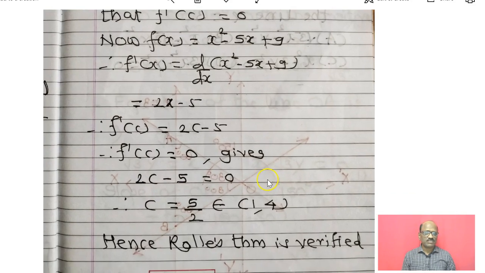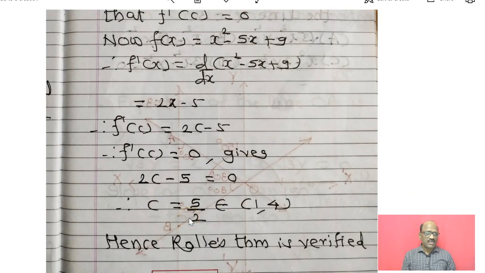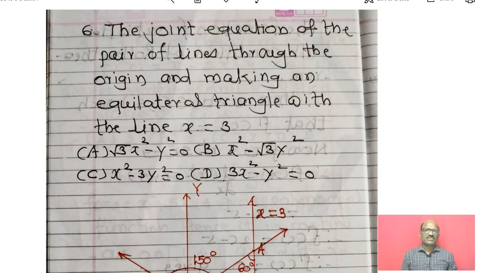f'(c) equal to 0 gives 2c − 5 = 0. Therefore c is equal to 5/2, and this c belongs to the open interval (1, 4). Hence Rolle's theorem is verified, and the value of c is 5/2. Now the next question is also easy.